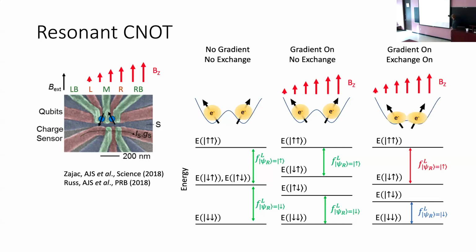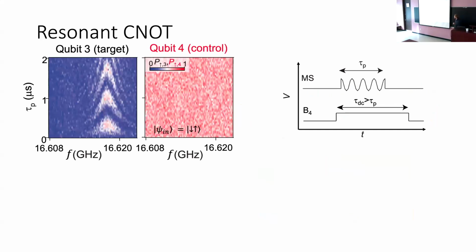And now if I keep track of what my transition energies are, we're going to see that the left spin has a higher energy transition to do the spin flip if the right spin is in the up state versus if the right spin is in the down state. Okay, so the frequency of this transition is conditioned on the state of the right spin. Now, this is looking at again, this 4-qubit device.